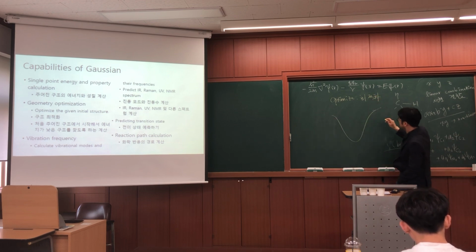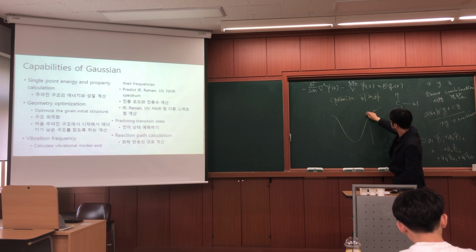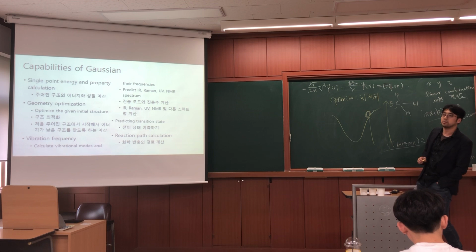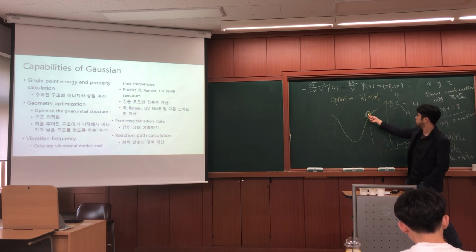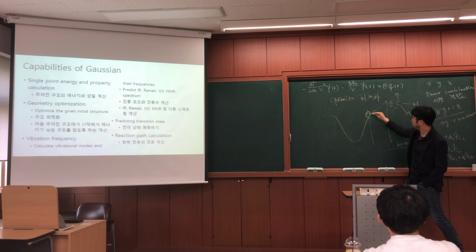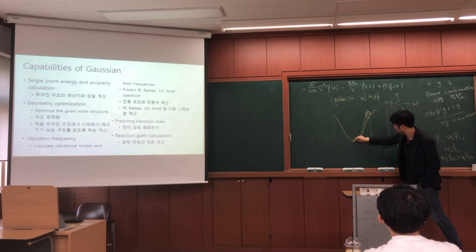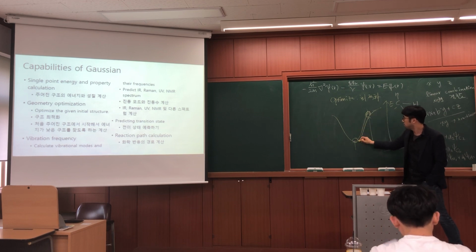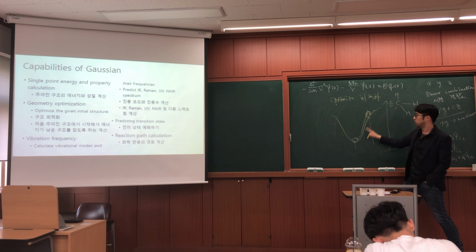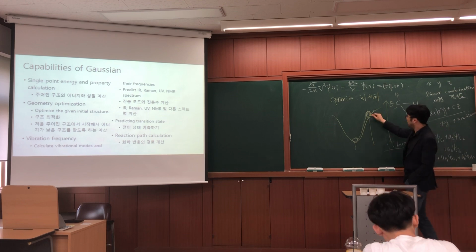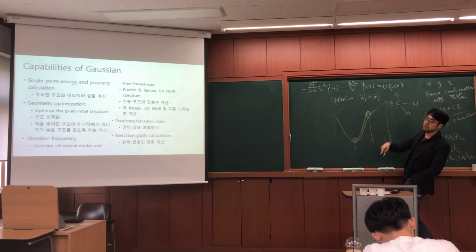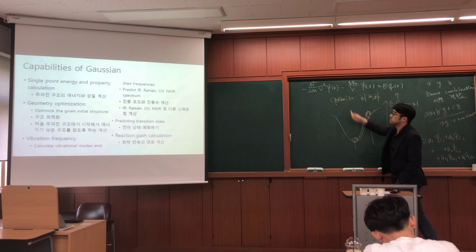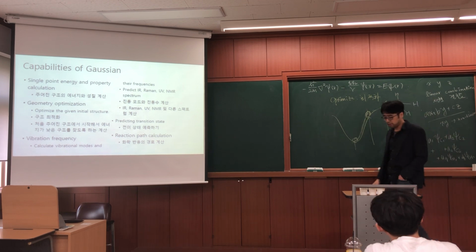Let's say the y-axis corresponds to the energy of a molecule, and let's assume your molecule is here. If we do optimization, the molecule becomes stable when it has this structure. So optimizing means minimizing, lowering the energy of a molecule. That is geometry optimization.